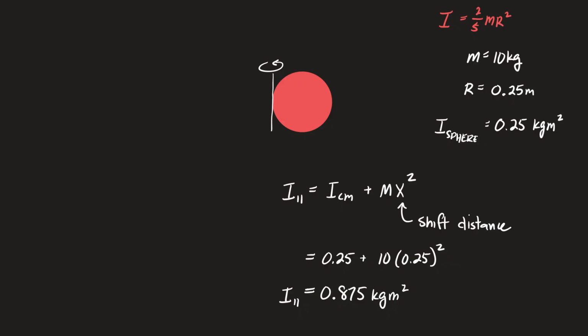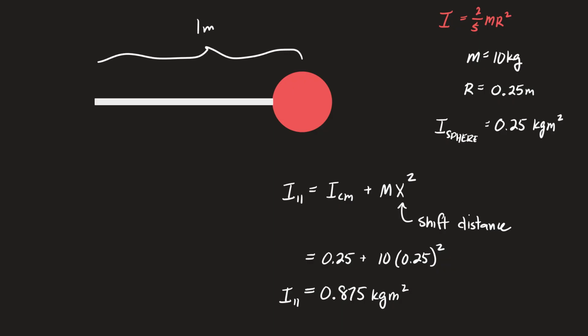What if instead we were to affix it to the end of a rod and shift it 1 meter away? So we take this sphere, put it on the end of a meter stick, and kind of spin it around in a circle. So this is going to be our new axis of rotation. Assume the rod is very light compared to the sphere. What will be our new moment of inertia now?